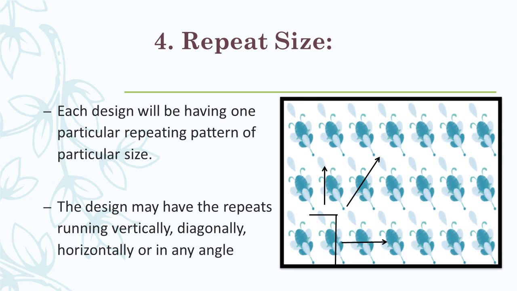Each and every design will have one particular repeating pattern. We need to identify such one repeating pattern that will have a particular size, which is known as the repeat size of that particular design. As I told, the design may have the repeats running vertically, diagonally, horizontally, or at any angle, to get continuation of the design in warp way as well as weft way, that is lengthwise and widthwise. Whatever is the length, whatever is the width, we can adjust it to a particular repeat size on the screen, and then we can print it on the fabric to have running designs on the fabric.